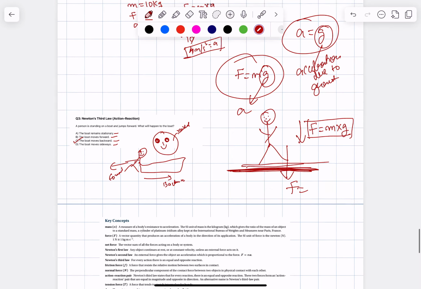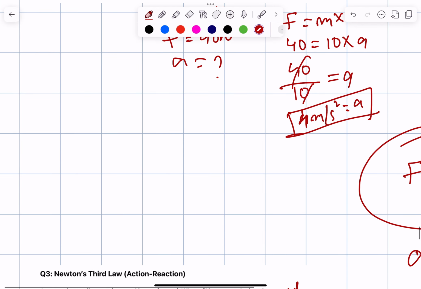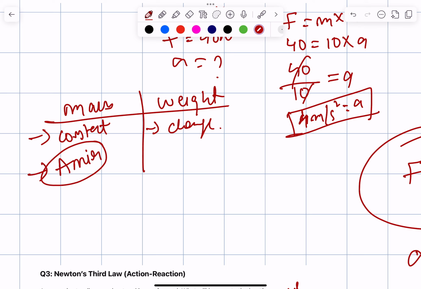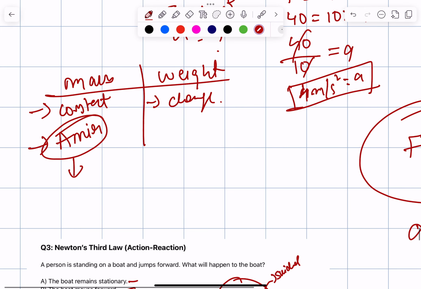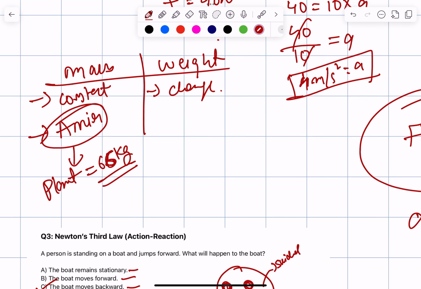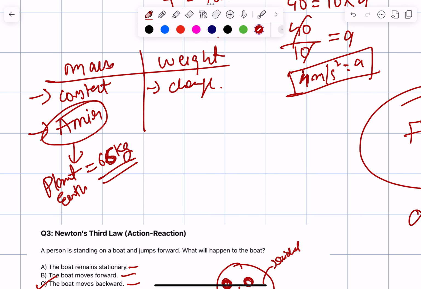One more thing. Let's understand the difference between mass and weight. Mass is always constant and weight can change. Let's take an example of the mass of Amir, that is me. On planet Earth, I'm 65 kg. Or make it 66 because it's easier for calculation. So on Earth my mass is 66 kg.